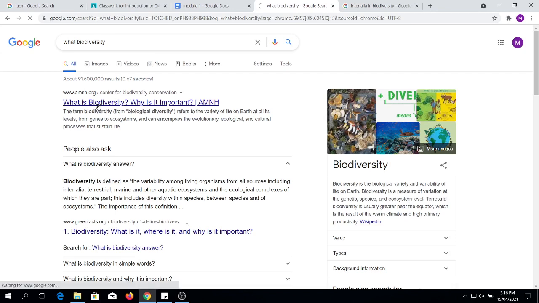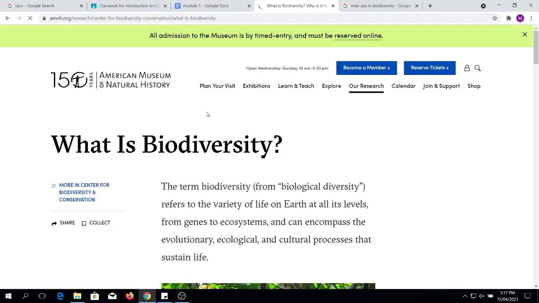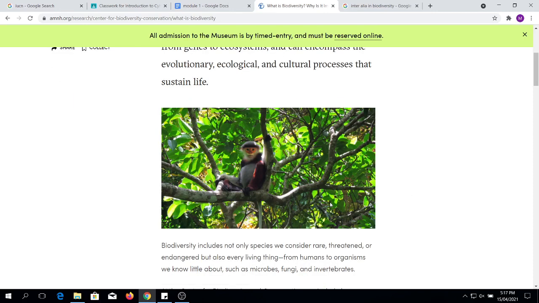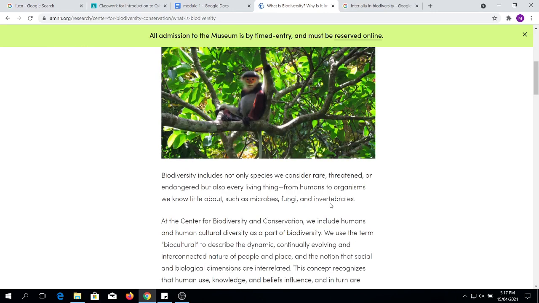So maybe you will be asking, why is it that biodiversity is important? And what exactly is the focus in terms of biodiversity? So it refers, as we have mentioned, to the variety of life. So when you say variety of life, all living organisms here on Earth at all levels. And it also encompasses the evolutionary, ecological, and cultural processes that sustain life. So in terms of animals, in terms of mushrooms, and so on and so forth.